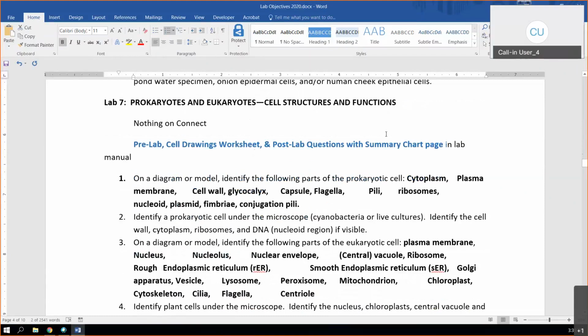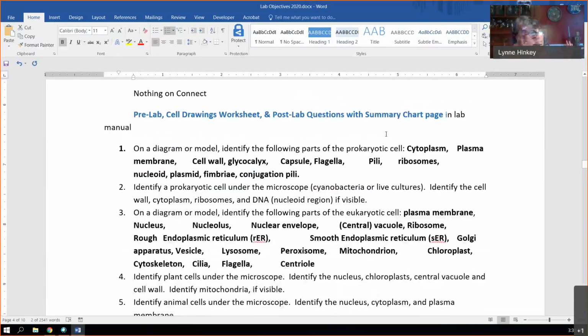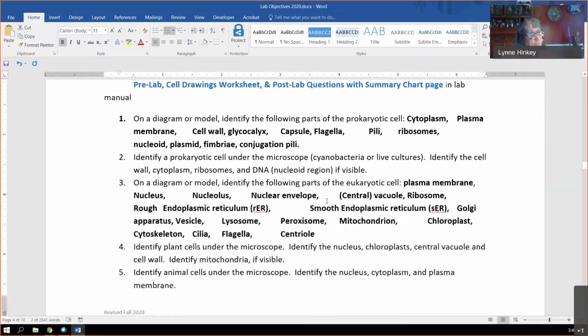All right. Prokaryotes and eukaryotes and cell structures and functions. I think identifying, people did really well. We didn't spend a lot of time on prokaryotes, but just knowing pro means early or before, like the prologue in a book comes before the book. So these are our earlier cells, so they're simpler. So they don't have all those membrane-bound organelles. When you're looking at the models, I think most people did well looking at the models and identifying where things are located.